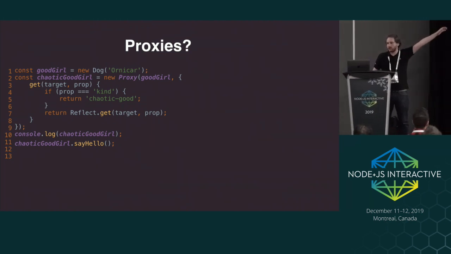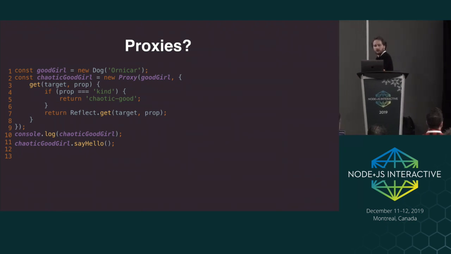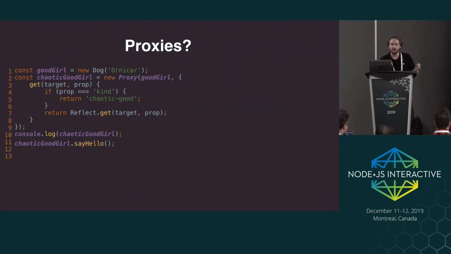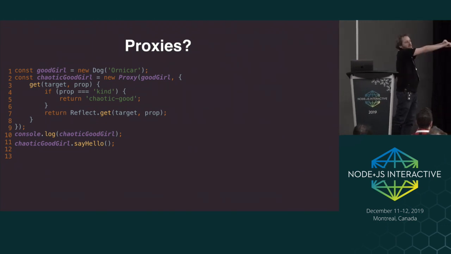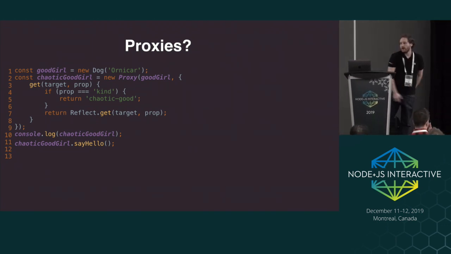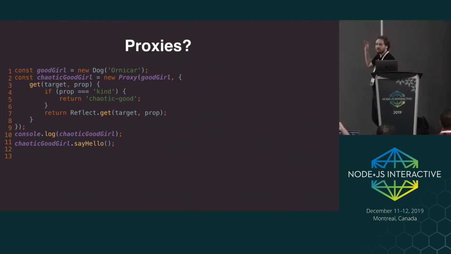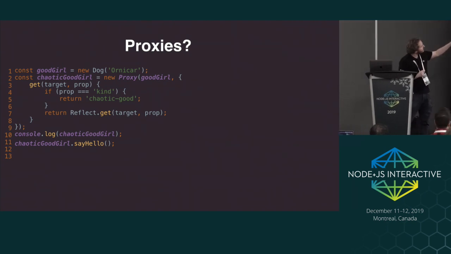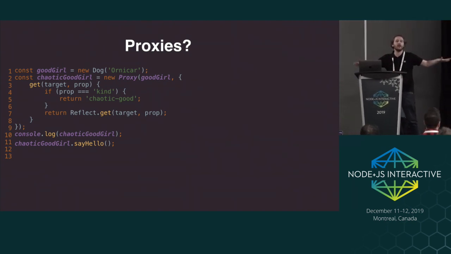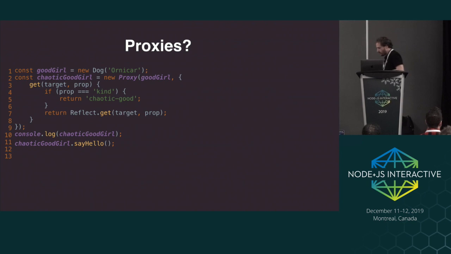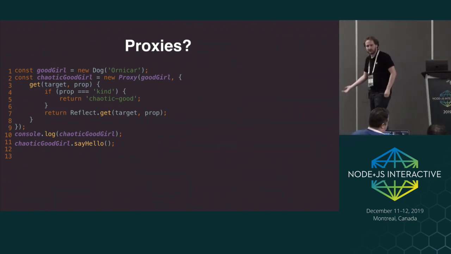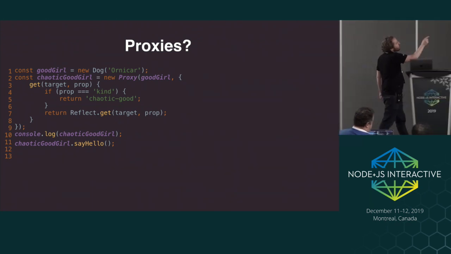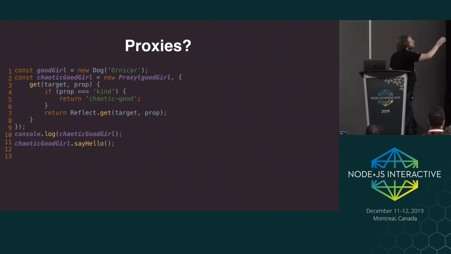So on line 1, I create my dog, Ornica, new dog, and then I create a proxy around it. So I call new proxy. As a first argument, I pass the object I want to create a proxy on, and as a second argument, I pass an object named a handler. So basically what we will do here, we will define a getter on every property. So the handler is just an object, you pass properties into it, they are written in the MDN documentation, and one of the properties we'll use is get.